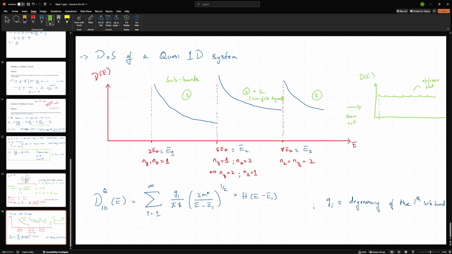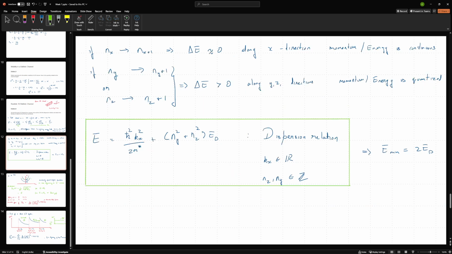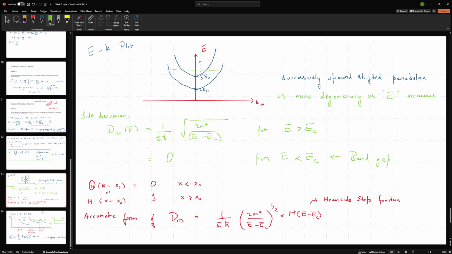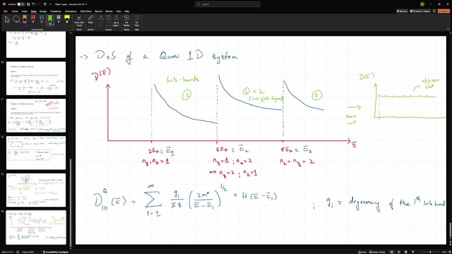Okay, so GI is the degeneracy of the ith subband. So you can calculate these things from the E-k relationship, like how many degeneracies it has. Okay, so this is kind of how it's going to alternate. So this is similar to D2D, very similar.